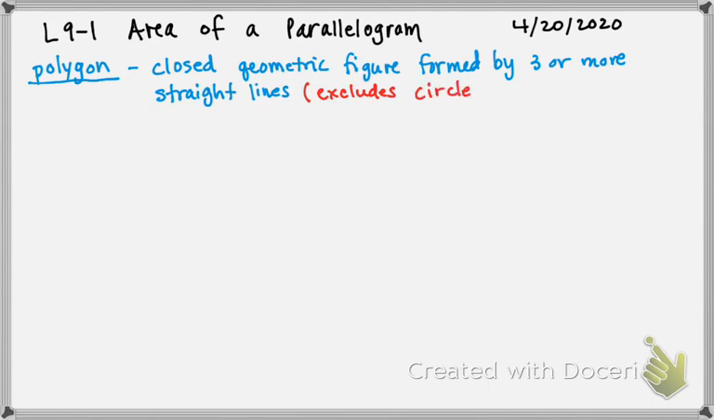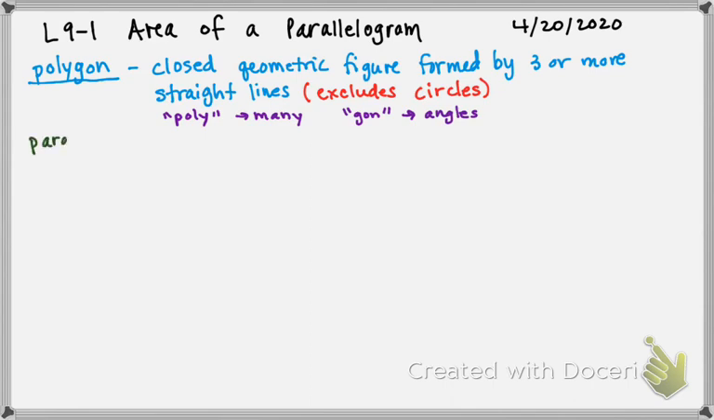And just to let you know, poly means many, and gon means angles. So a polygon is one that has many angles, okay? All right, so the one that we're going to be talking about today is called a parallelogram.